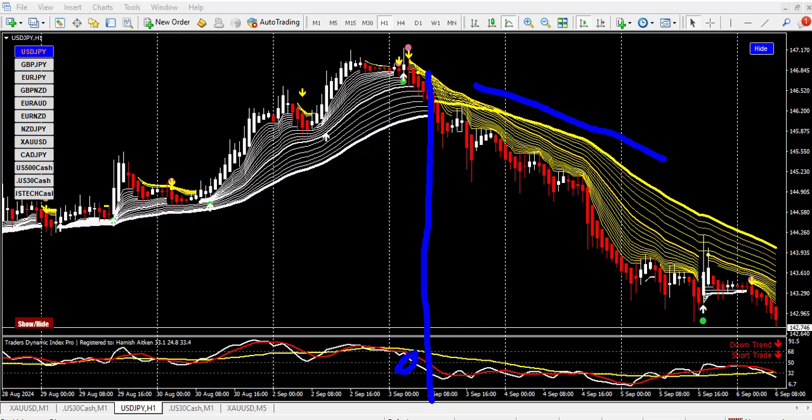You can use this strategy on any time frame and on any forex pair, either on indices, gold, on silver. You can use it. Just make sure you follow the simple rule, and for continuation you can take more trade at this particular point. At this particular point, you can take more trade.